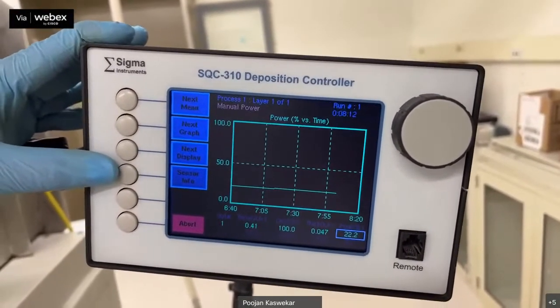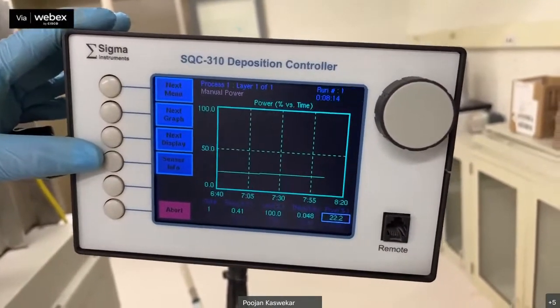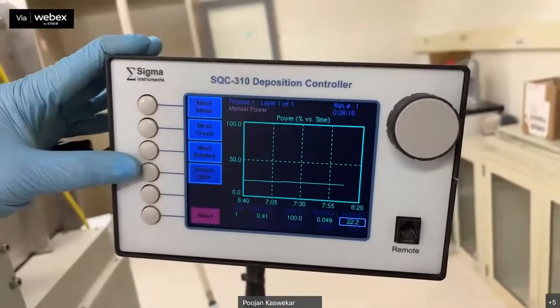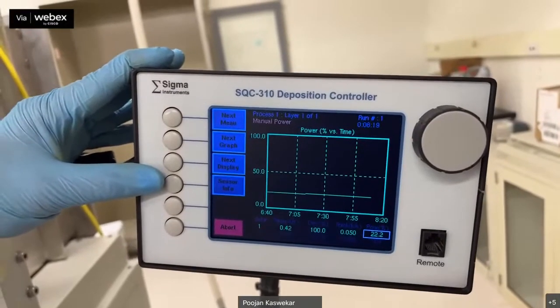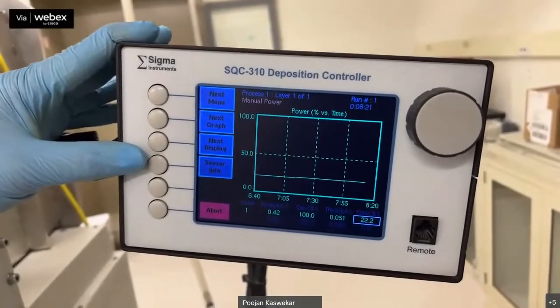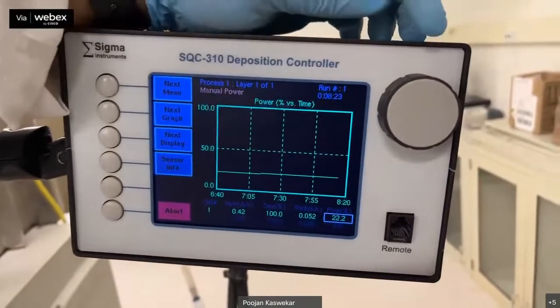You want to add anything, Kishan? You want to explain anything in the middle? Good? Okay. Okay, perfect.